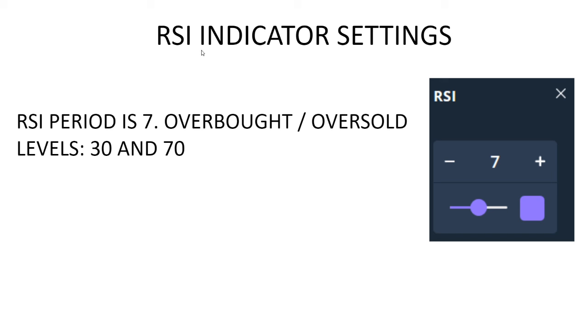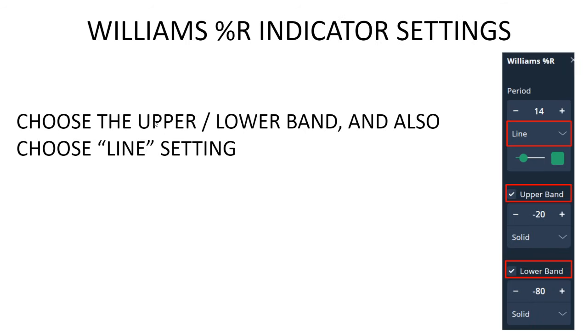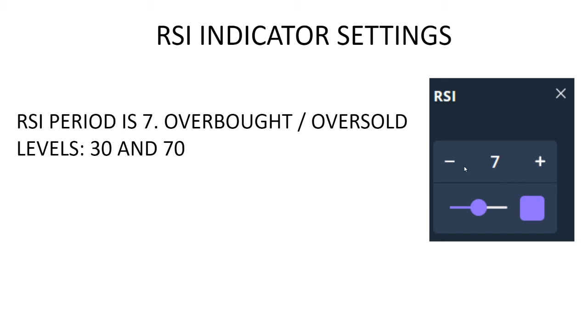Now, and this was something that somebody was asking in chat, I think it was Rafi. The RSI indicator settings, we are going to set to 7. So don't forget, we do adjust this. The oversold and overbought levels are going to be 30 and 70. And I will show you this in just a minute.